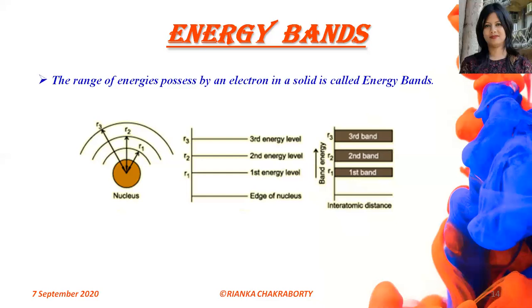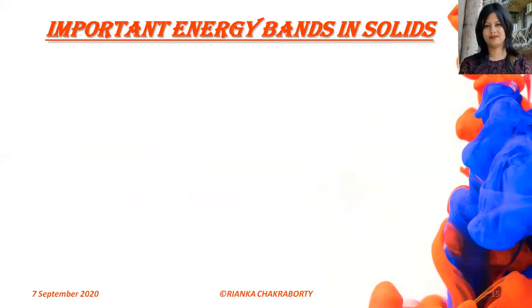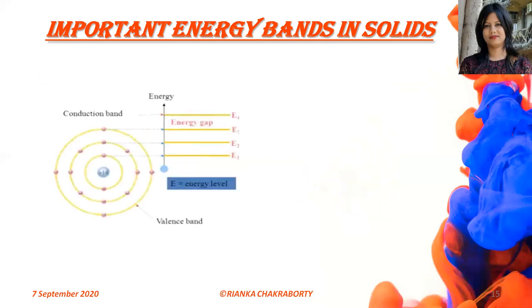We know that the electrons which are present in the outer shell are known as valence electrons. So now we are discussing some important energy bands in a solid. The valence electrons include a sequence of energy levels which form an energy band known as the valence band. This band includes the maximum occupied energies.